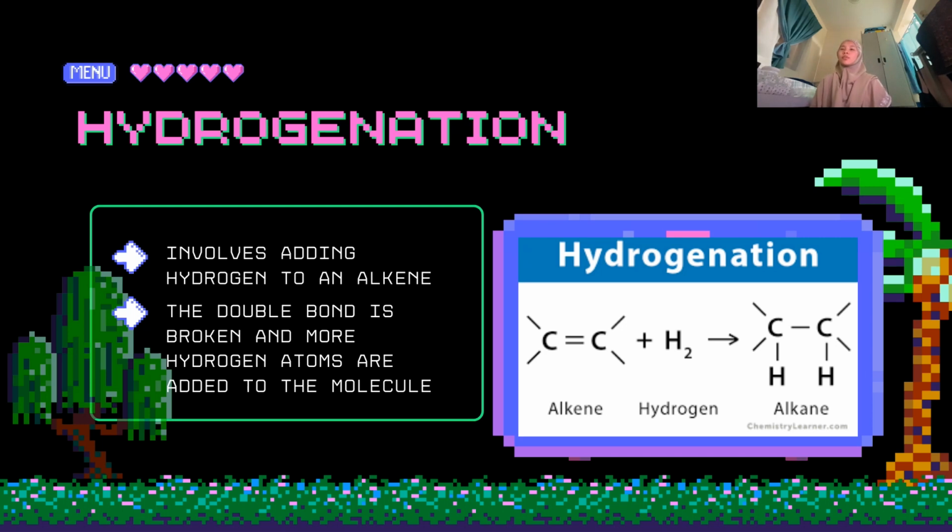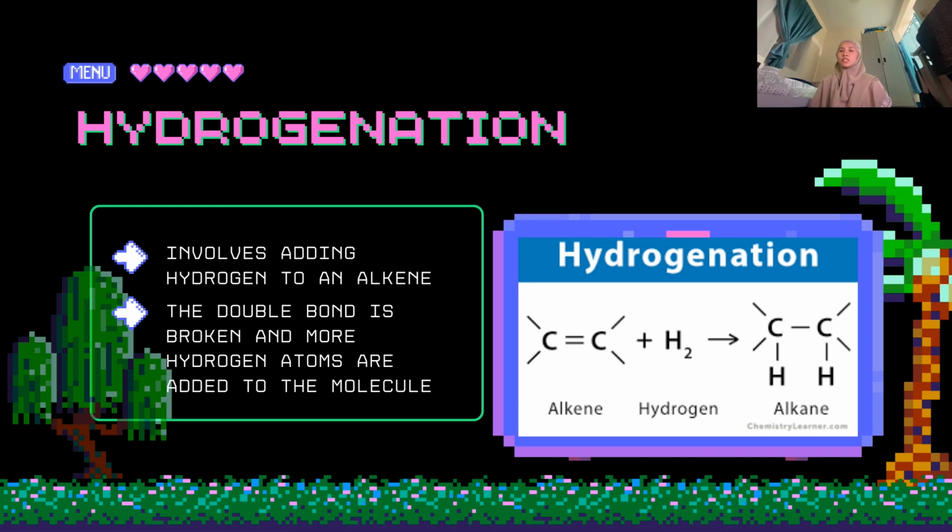So another type of addition reaction is hydrogenation. Hydrogenation is a chemical reaction in which hydrogen atoms are added to another compound. It involves the addition of hydrogen to unsaturated compounds like alkenes and alkynes to produce saturated compounds, for example, alkanes. The double bond is broken and more hydrogen atoms are added to the molecule.